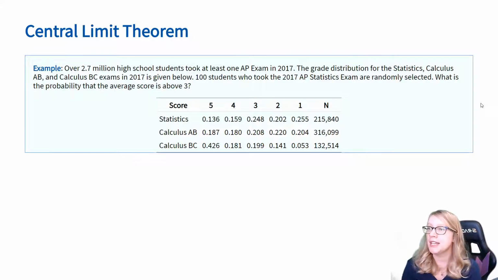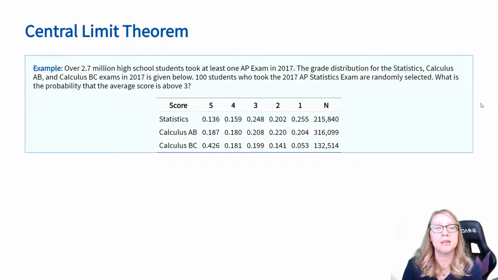This example takes a look at data from the AP Statistics exam in 2017. Over 2.7 million students took at least one AP exam. AP Statistics that year had roughly 400,000 takers. So here's the grade distribution.